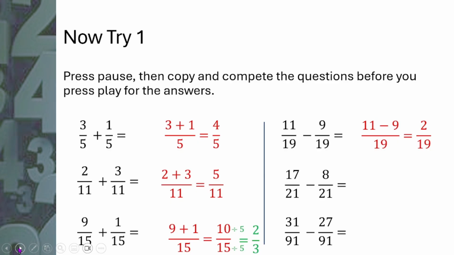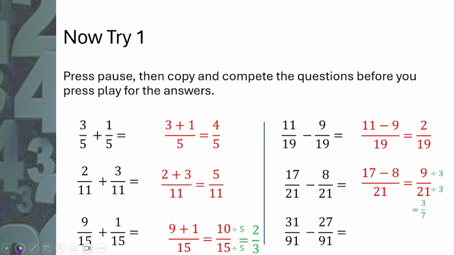17 over 21, take away 8 over 21 means they have a common denominator already. And 17 take away 8 is 9. So I have 9 over 21. 9 over 21 appear in the 3 times table. Both 3 times 3 is 9 and 3 times 7 is 21. So since they're both in the 3 times table, they will both divide by 3, which will give me 3 over 7 as my simplest form answer.